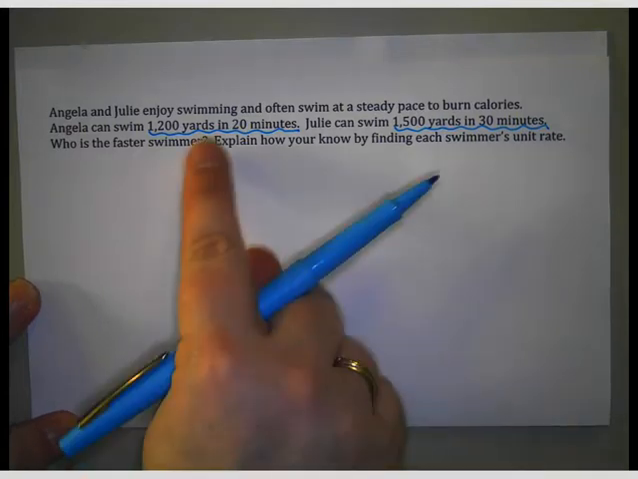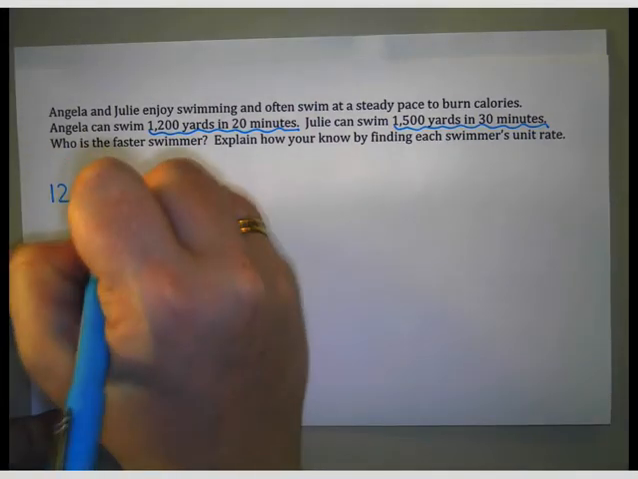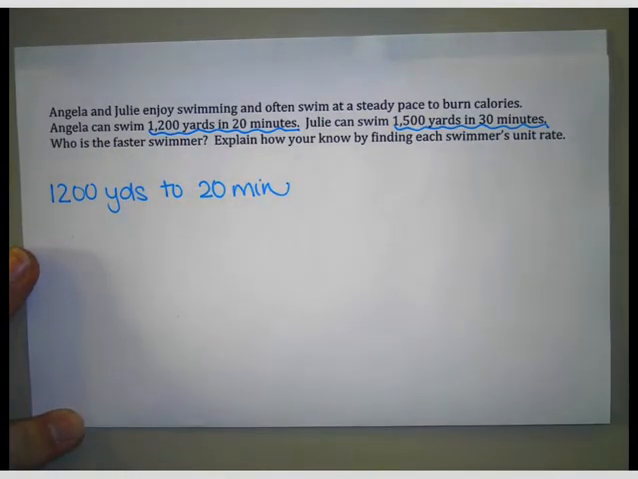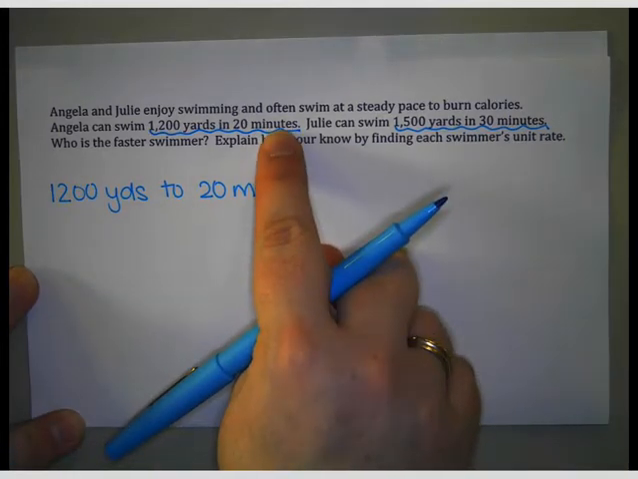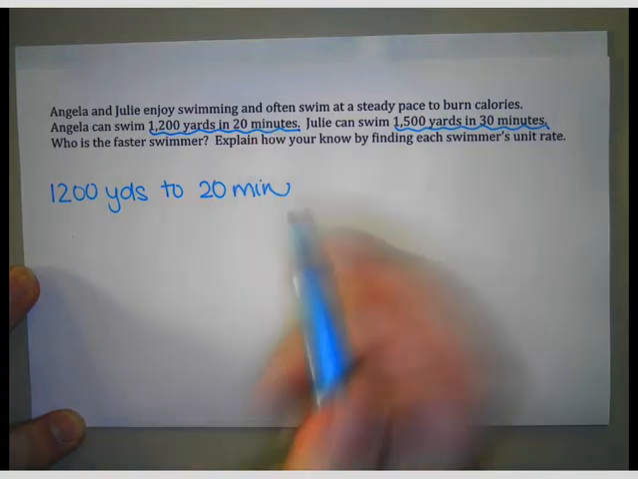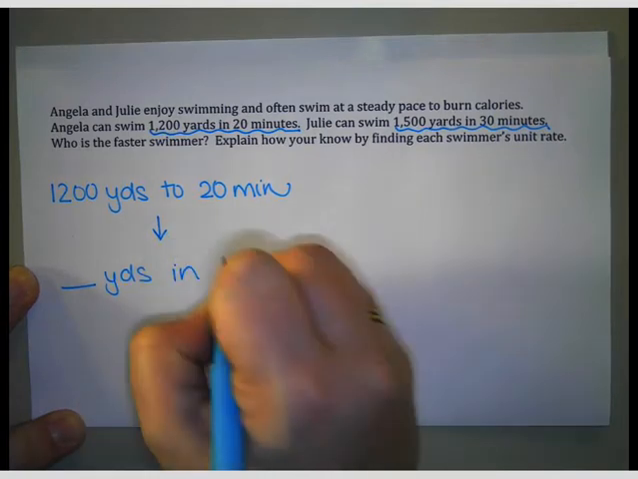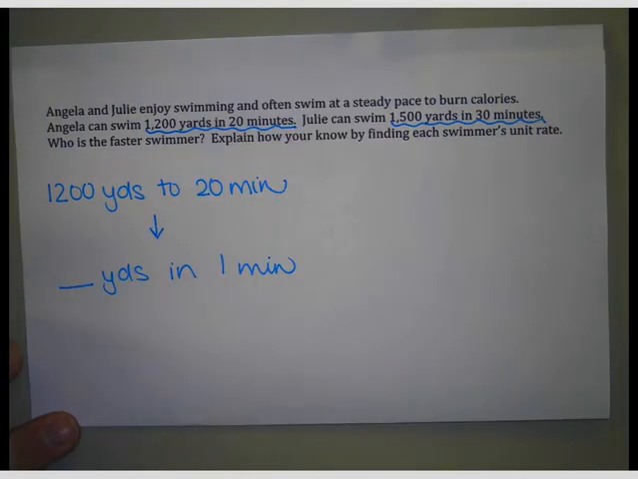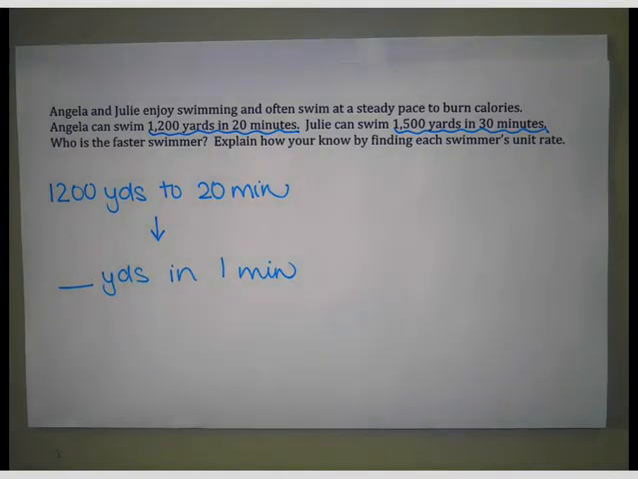Let's talk first about Angela. Angela can swim 1,200 yards in 20 minutes. That means her ratio is 1,200 yards to 20 minutes. And this is a ratio. This is a rate. But what we want to do is use those two things to find how many yards she can swim in 1 minute, because that will be her unit rate. And unit rate is what lets us compare two different sets of data.